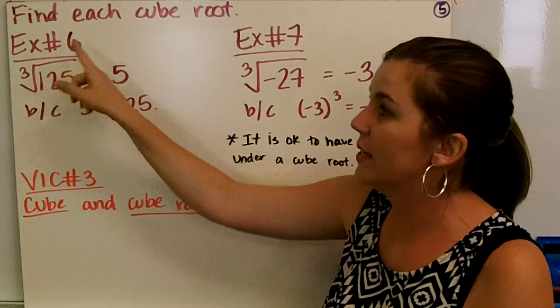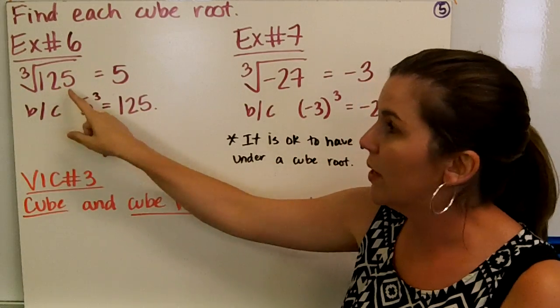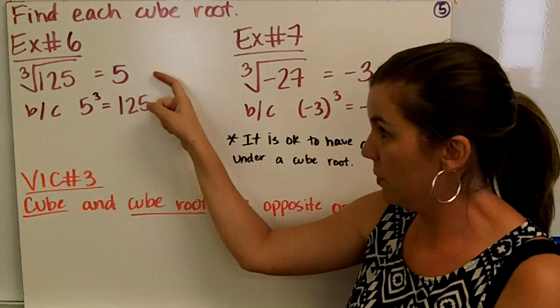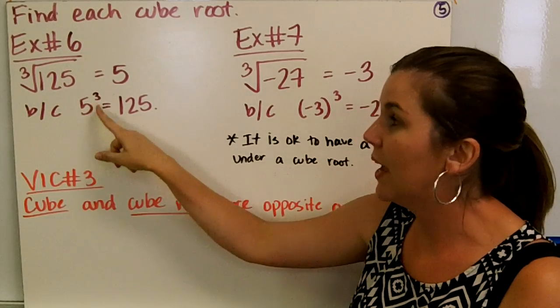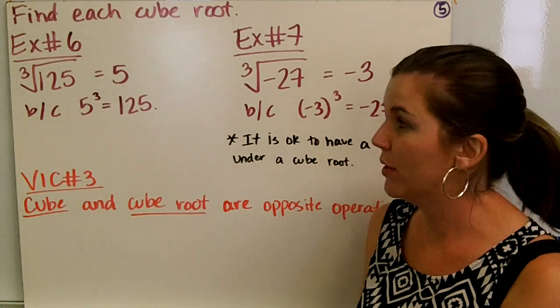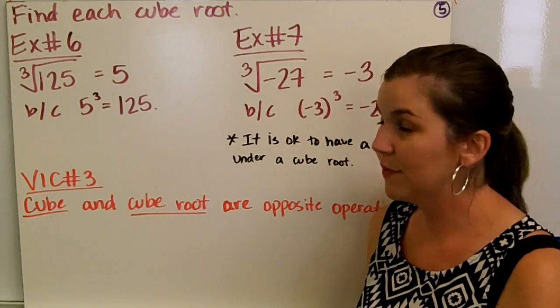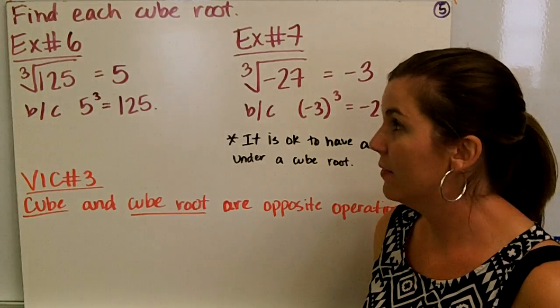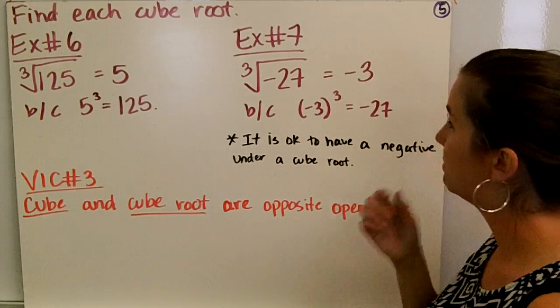Find each cube root. Example number 6: the cube root of 125 is 5 because 5 to the third power equals 125. 5 times 5 times 5 is 125. So the cube root is 5.